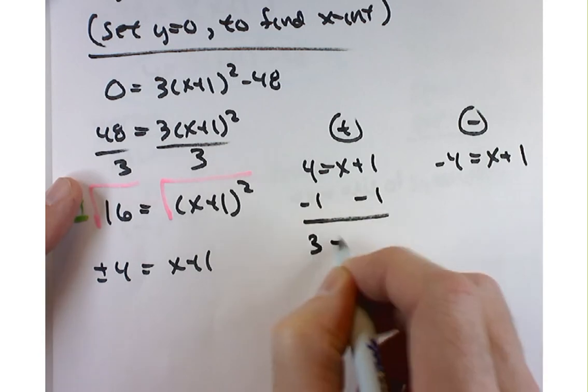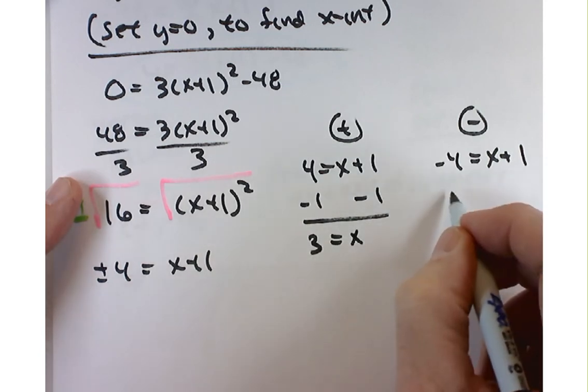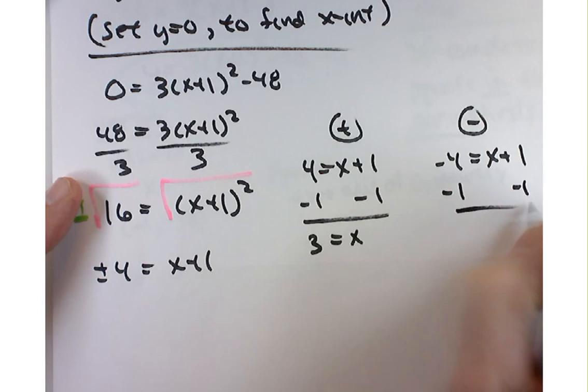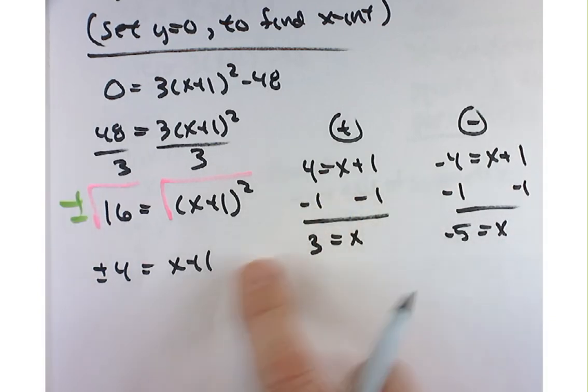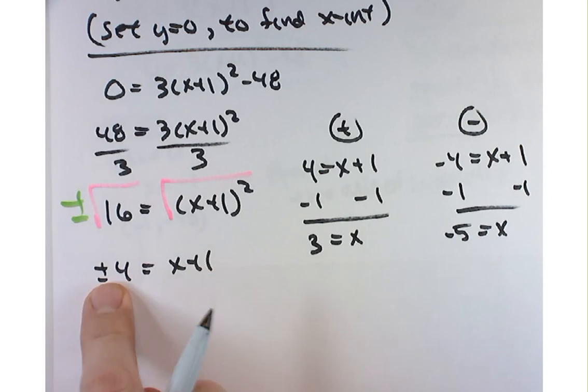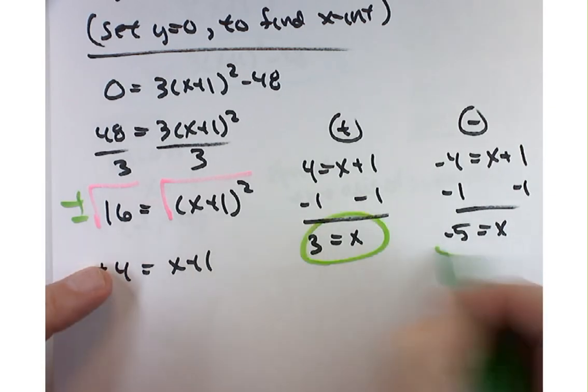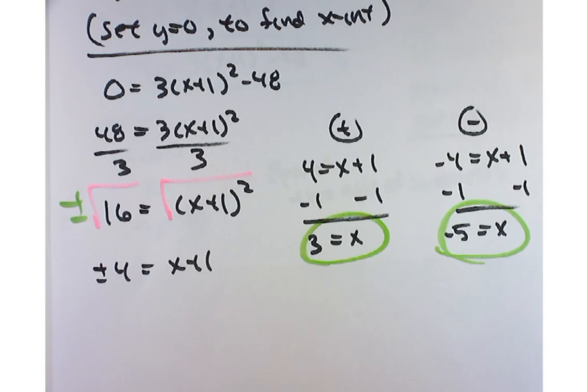If I subtract 1, I get x equals 3. If I subtract 1 here, I get x equals -5. What you can't do is move this over and go, oh, plus or minus 5 or plus or minus 3. It just doesn't work. You've got to solve those individually. There's your two x-intercepts. We know what the y-intercept is, it's -45. We've got the vertex, we've got pretty much everything we need there.